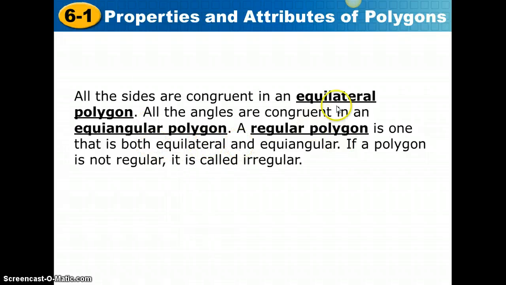Now with triangles, if they were equilateral, they had to be equiangular. But with any other polygon, that will not always be the case. So we need to specify that in a polygon with a greater number of sides than 3, we could have a regular polygon only if they're both equilateral and equiangular. If a polygon is not regular, it's called irregular.